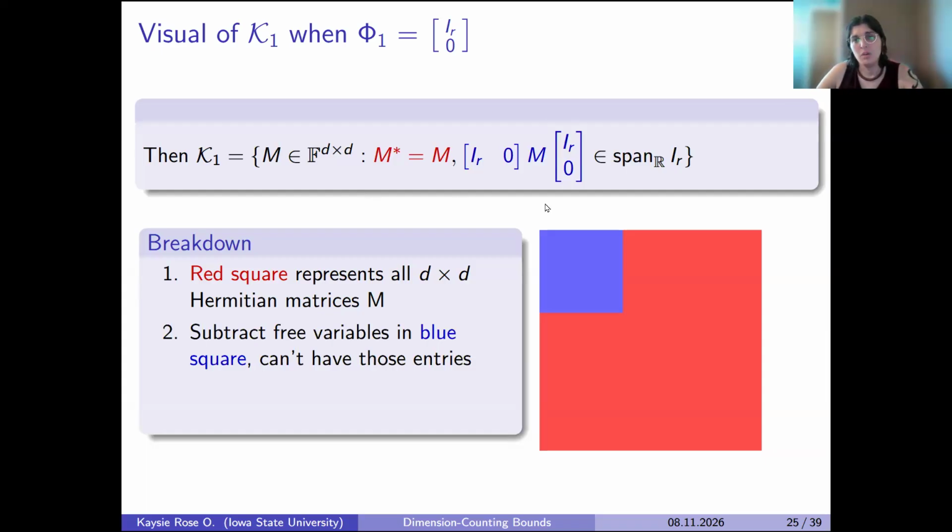What this evaluates to is just the upper left R by R block of M. So suddenly we can't just put whatever we want in this block. I cannot have a 1 here. That is illegal. So we subtract the free variables that come from the blue square.